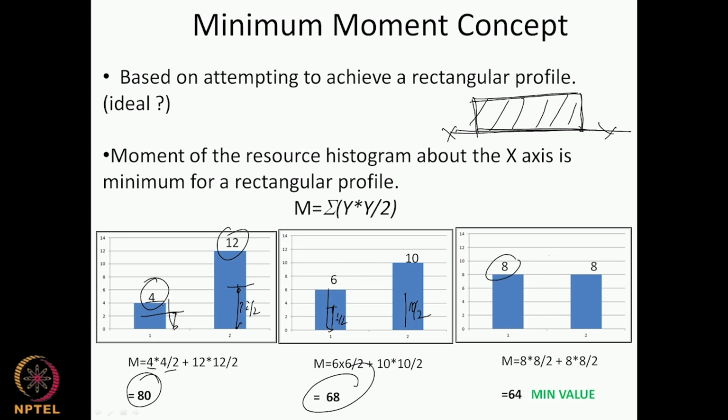Now I have an 8 and 8, which is again 16 total resource units. Obviously 8 into 8 by 2 for each, and 64 is the value I get. For 16 units of resources distributed between 2 days, this will be the minimum value of the moment of this histogram. So this is the concept we would like to use to explore how resources can be leveled on our projects, or at least, if not on our projects, on the kind of idealized projects we would like to do.